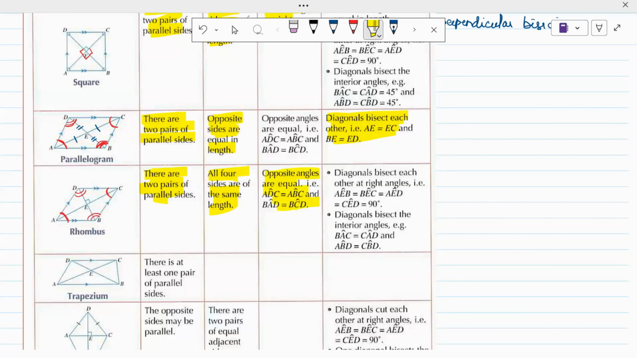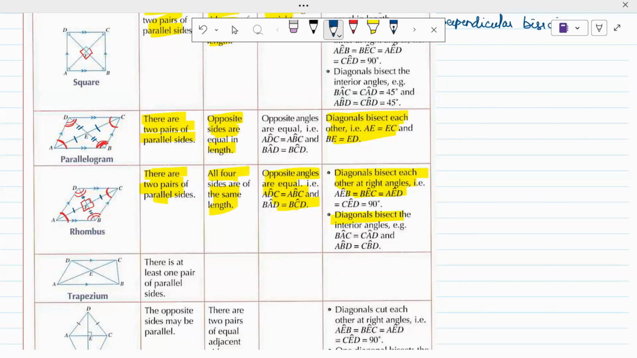Diagonals bisect each other at 90. So we have four different right angle triangles there. 90, 90, 90, 90. Four different right angle triangles when the diagonals bisect inside the rhombus. And then the diagonals also bisect. Bisect means dividing into equal parts. This and this are the same, this and this are the same.